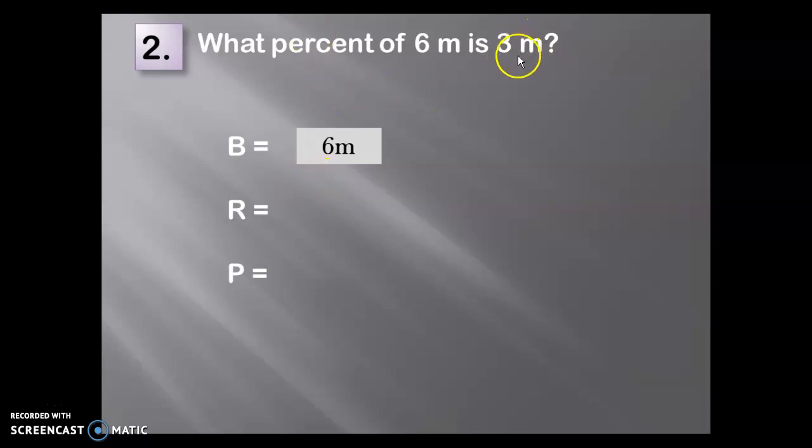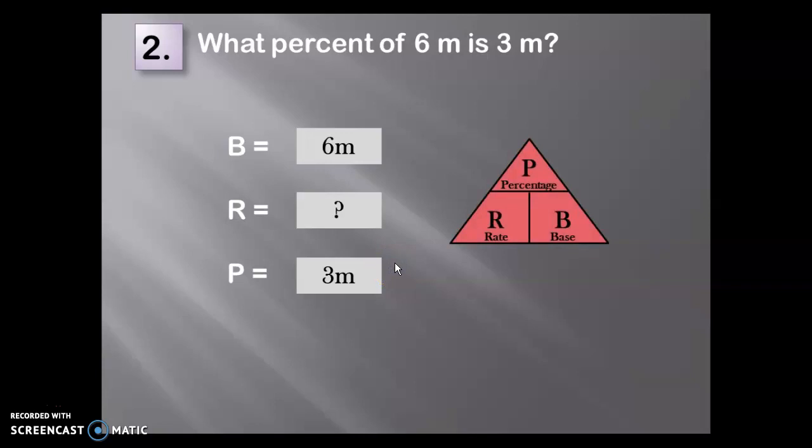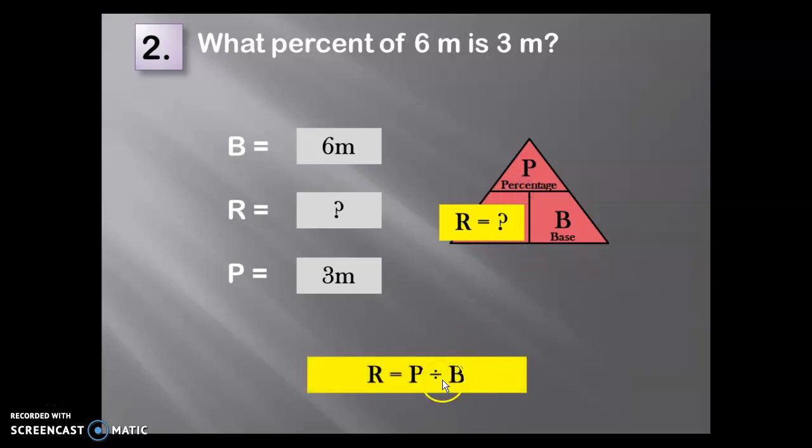And then, is there any rate here? No, we are looking for the rate because 3 meters is actually the percentage. Again, using the Tekan's triangle, this time we are looking for the rate. So, we can just cover our rate, which will give us the formula: rate is equal to percentage divided by the base.